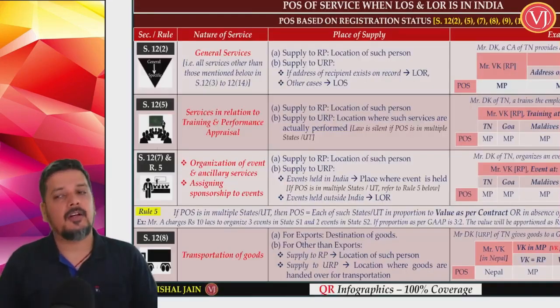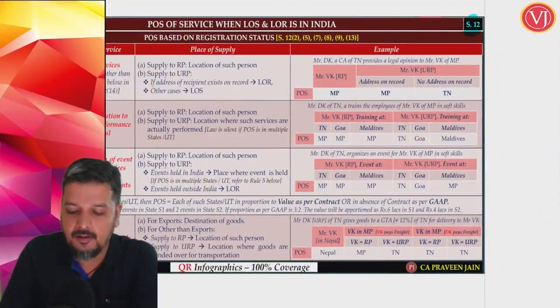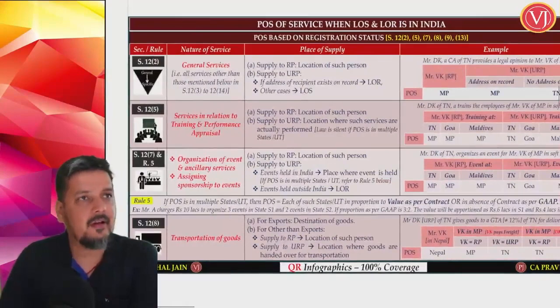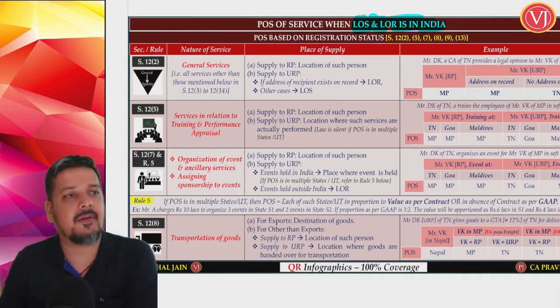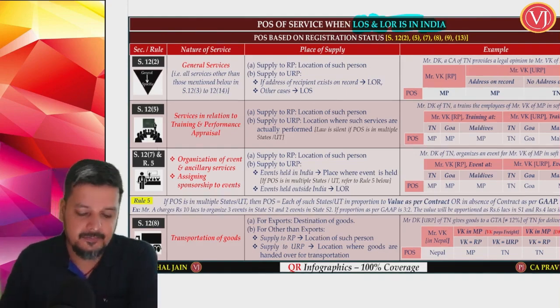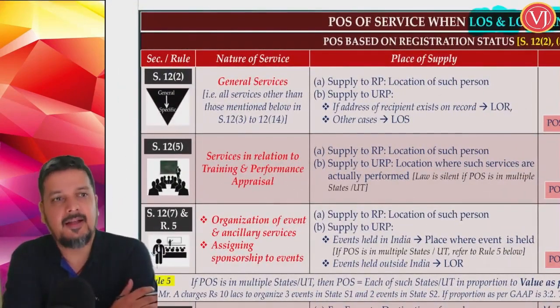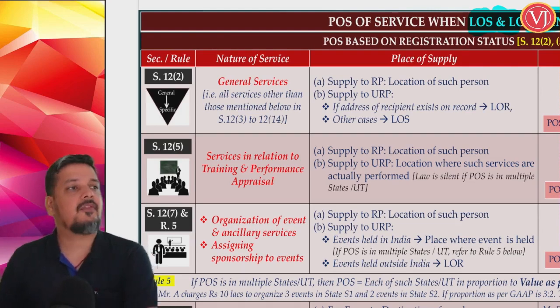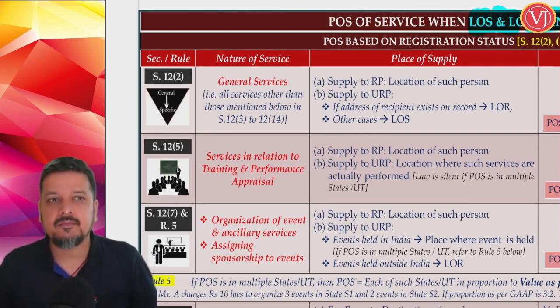Now when you talk about your section 12, that section 12 talks about what? Place of supply for services, domestic transaction. Why? Because LOS and LOR are in India. Both location of supplier and location of recipient are in India. Now, there is a general rule for your section 12 and then there are special cases. And if you see the general rule, you'll find that it is quite similar to what we are discussing in section 10. It's quite similar to what we have already covered in section 10.